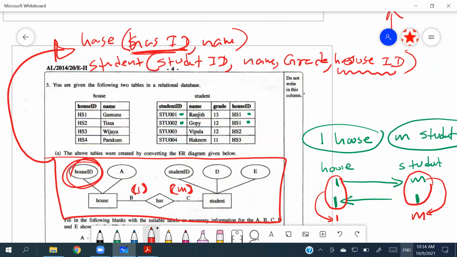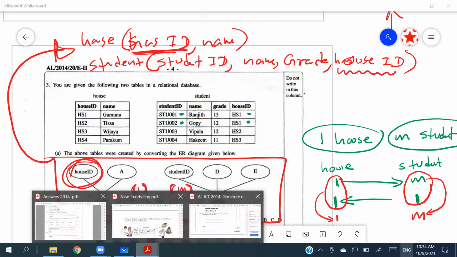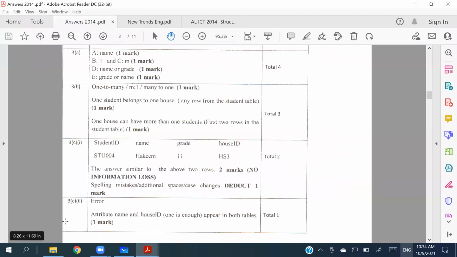Right. Okay, so regarding the marks, A is name, 1 mark, definitely A should be name. B is 1, C is M, to both the things 1 mark only. D is going to be name. If D is name, E is going to be grade. If D is grade, E is going to be a name. So altogether 4 marks. Right? And in part B, excuse me.